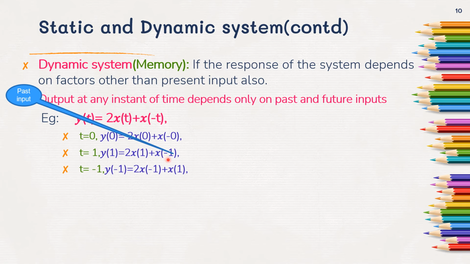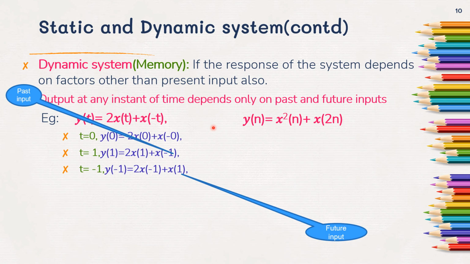Now in the next case, look here. What is x of 1? You are calculating y of minus 1, but it depends upon x of 1, which is nothing but your future input. So what is the conclusion you arrive at? If the output at any instant of time depends upon past or future values of the inputs, then it is going to be called a dynamic system, and hence the name dynamic system or system with memory. Is that clear?